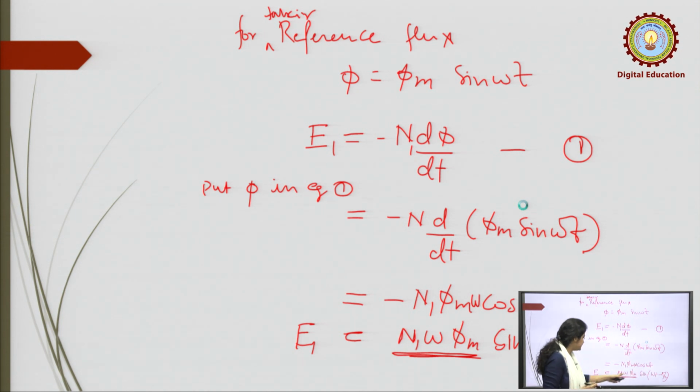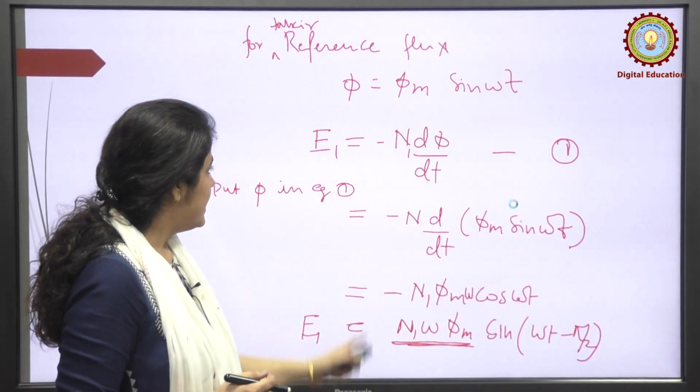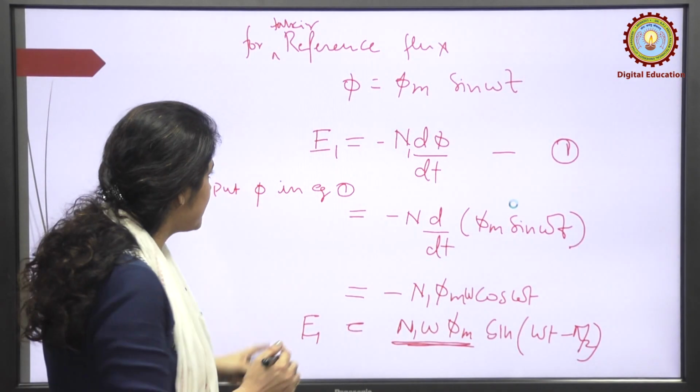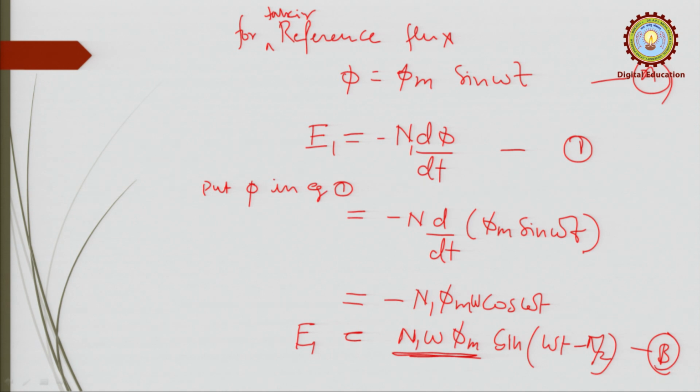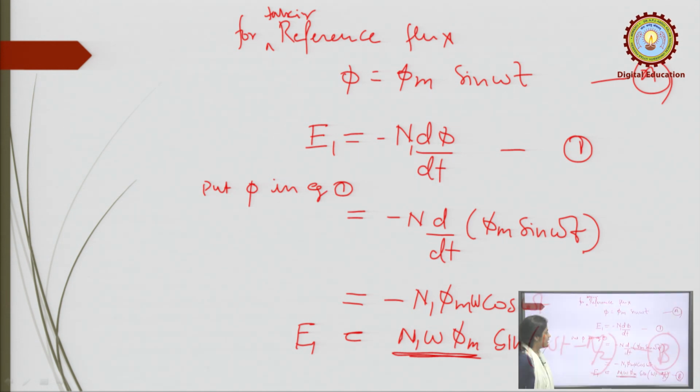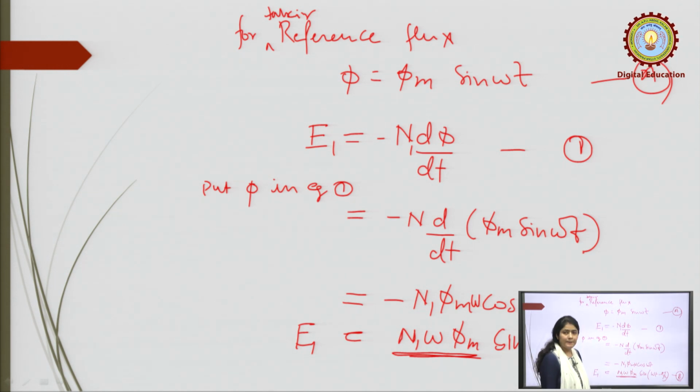Or in another way you can see that according to this, flux is this, you have taken as a reference. So, this equation A and equation B express that the voltage E1 is lagging with the flux, because here the term is sin omega t minus pi by 2. Okay.